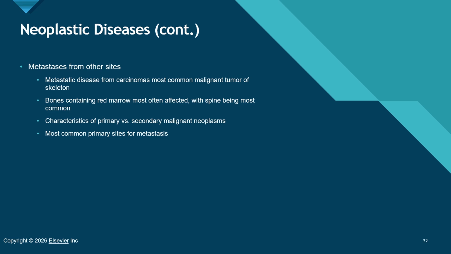The most common types of cancer to spread are breast, lung, prostate, kidney, thyroid, and bowel, with the cancer spreading through the bloodstream or lymphatic system.